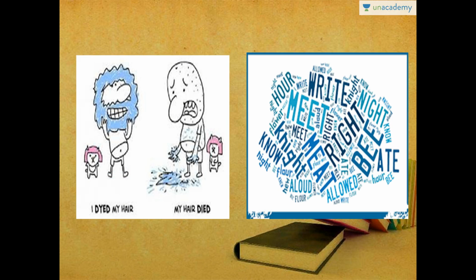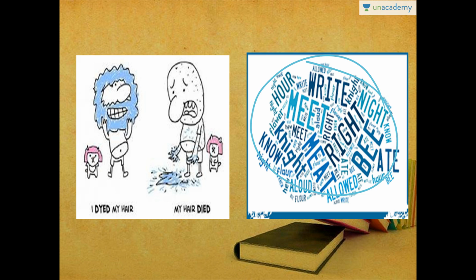Let's just read all these examples. I dyed my hair. My hair died. So you can see both these words, dyed and died, are pronounced the same, but they have different spellings and different meanings. So here we have a man who dyed his hair color blue, and here we have a man who lost all his hair. So he said my hair died, and since he colored his hair blue, he said I dyed my hair. So this makes the words dyed and died homophones because they are pronounced the same but have different spellings and different meanings.